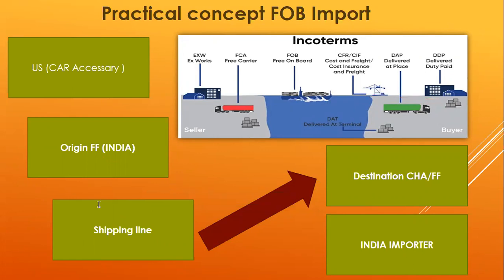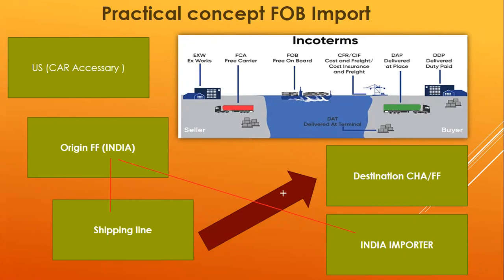So the shipping line generates the invoice to the agent freight forwarder, which is appointed by the Indian importer. Then again, the freight forwarder will issue the invoice to the Indian importer. So first we need to make this payment to the freight forwarder. Now what happens in the next step?